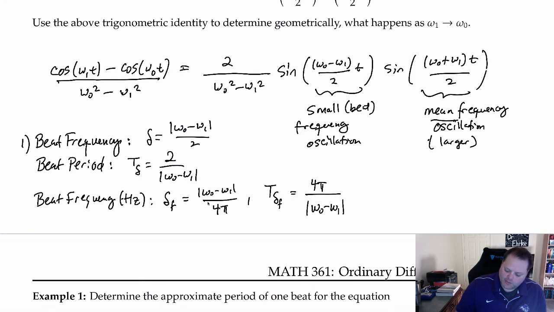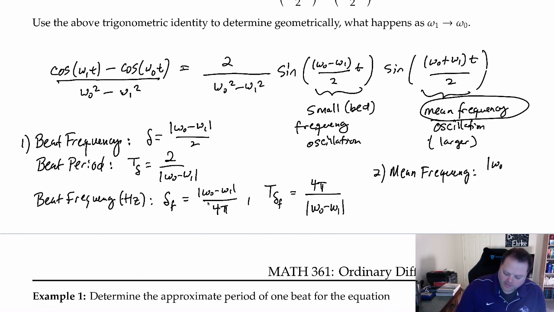And the other one is called the mean frequency. It's really easy to remember because it's mean, or average. So the mean frequency is omega naught plus omega 1 divided by 2. You don't need absolute values here because everything's positive. And for the mean frequency, we usually use omega with a bar over it.